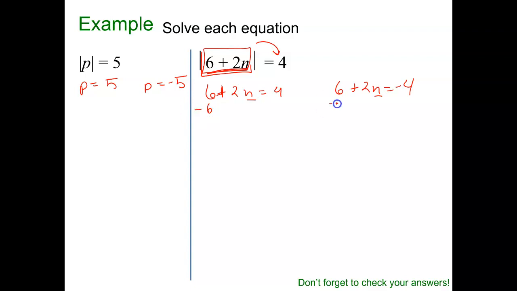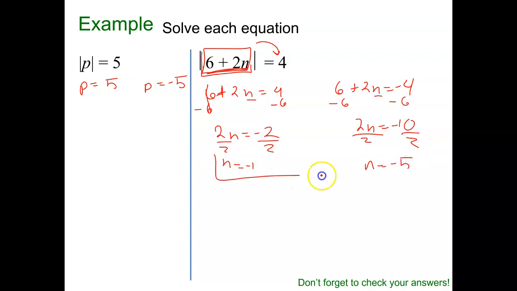And then we solve. We subtract 6. Just doing both equations simultaneously. 2n equals negative 2. And then 2n equals negative 10. Divide. n equals negative 1, and n equals negative 5. So I'm going to have two answers. Again, if n was negative 1, or if n was negative 5, both of those will give me an absolute value of 4. They'll both work.